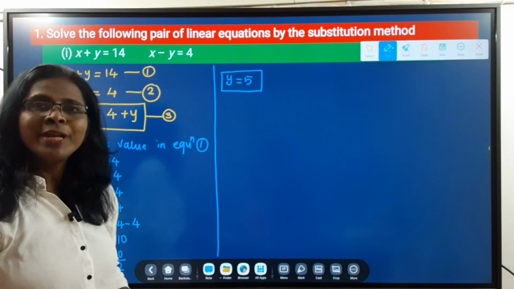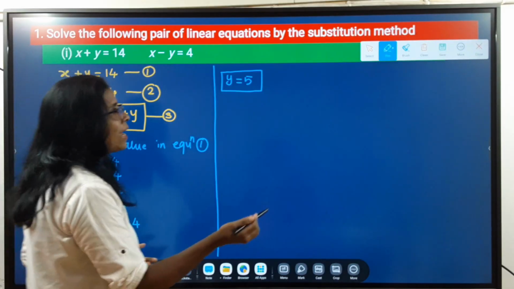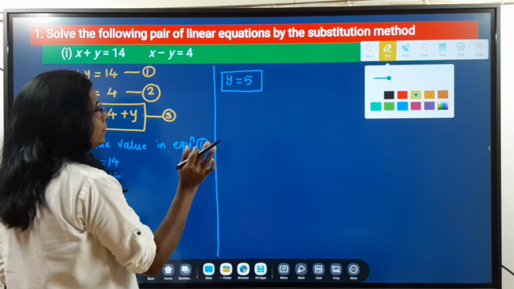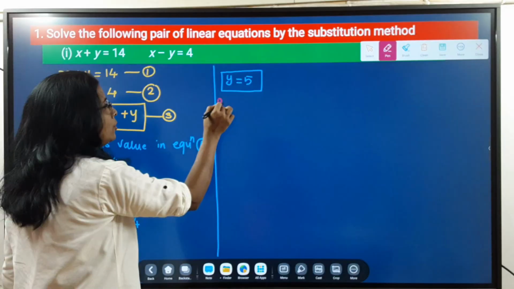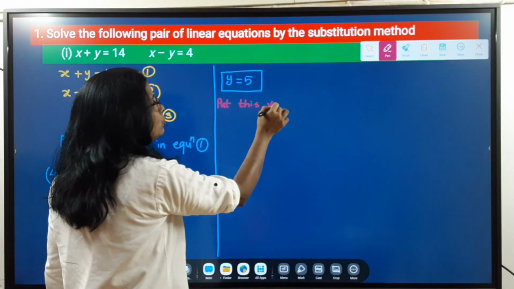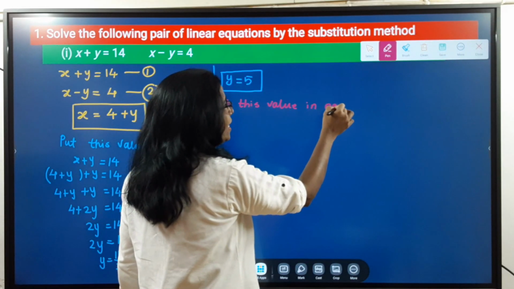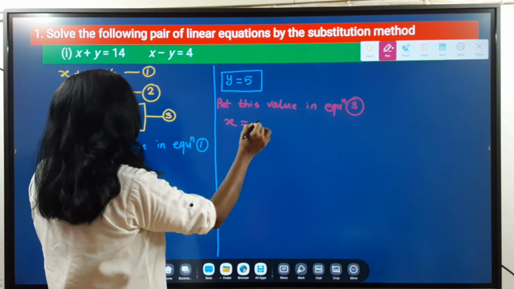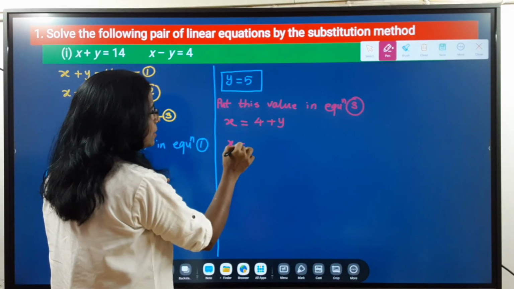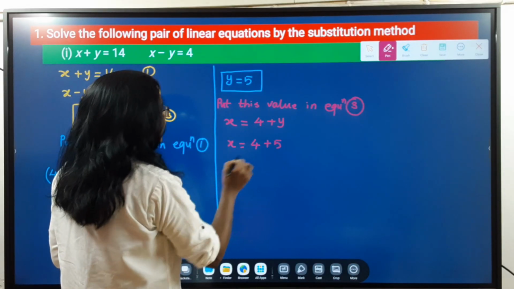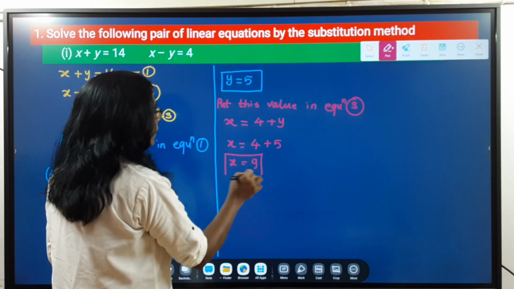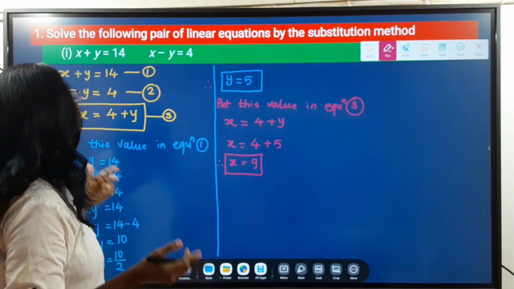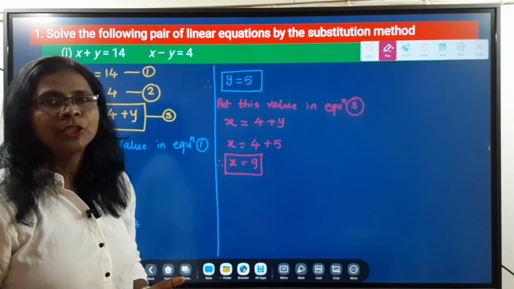So now here, students, we get the value of y. The next part is that we have to find out the value of x. For that purpose, we put this value in equation 3. And what is equation 3? That is x is equal to 4 plus y. So here x is equal to 4 plus 5. That means x is equal to 9. So here, students, y is equal to 5 and x is equal to 9. So here we solve the pair of linear equations by the substitution method.